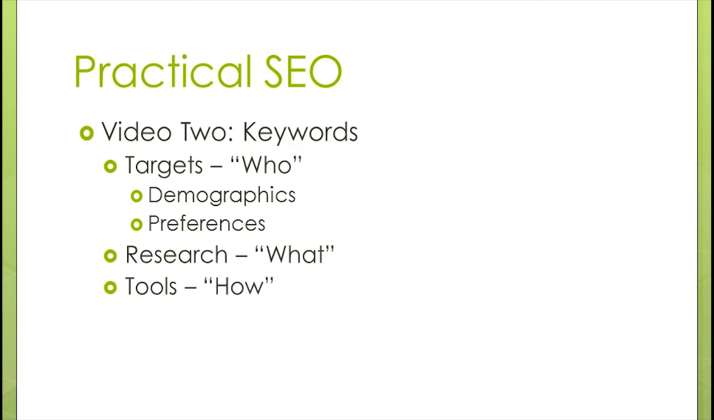Now then, we just talked about tools. In other words, how are we going to find these keywords? Well, we're going to be using something called the Google AdWords keyword tool, which I'll be showing you here in a minute. So how we actually find the right keywords for our site is by using the Google AdWords keyword tool, and I'll be showing you that.